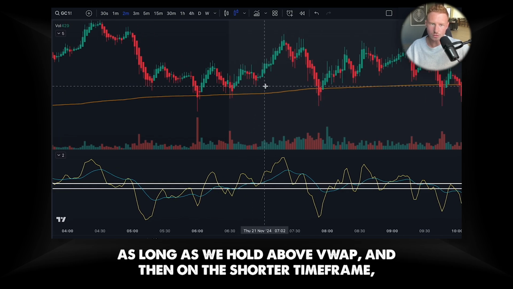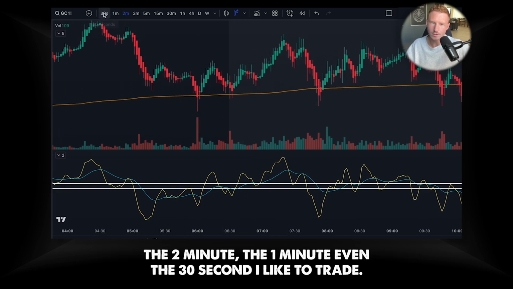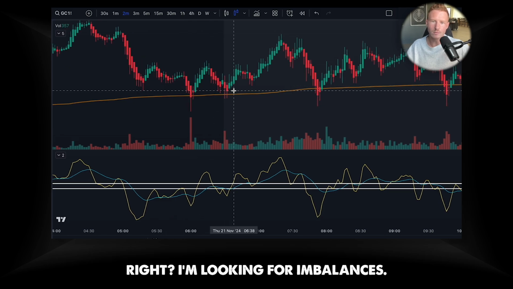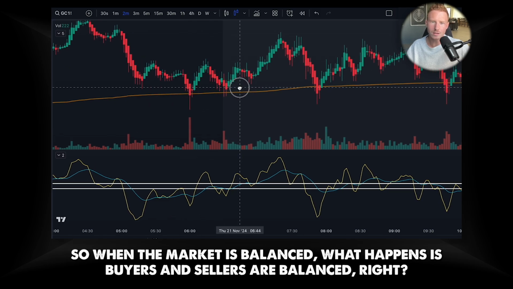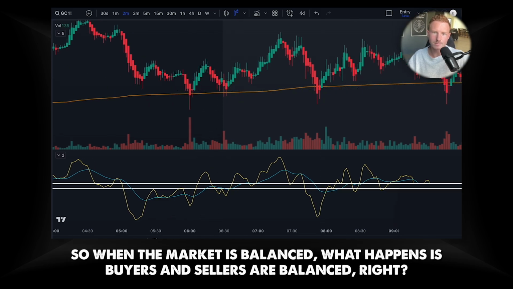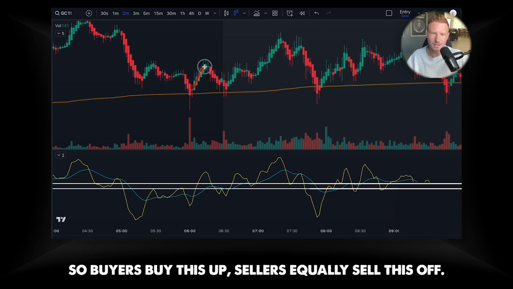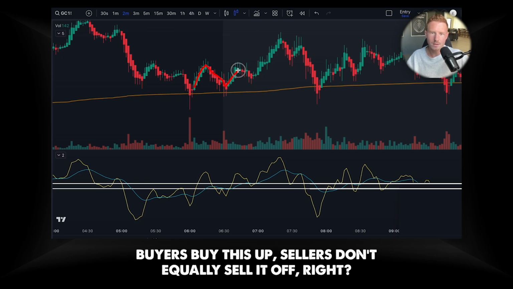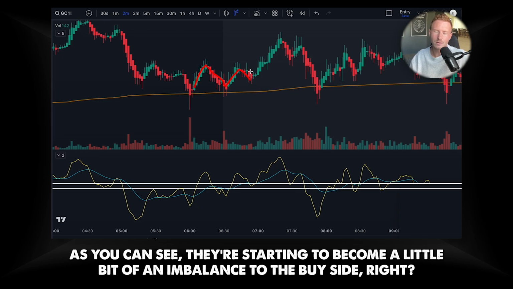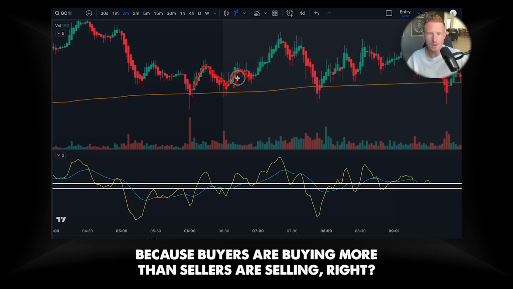And then on the shorter time frame, the 2 minute, the 1 minute, even the 30-second, I like to trade, right? I'm looking for imbalances. So when the market is balanced, buyers and sellers are balanced, right? Exactly what it means. Buyers buy this up, sellers equally sell this off. Buyers buy this up, sellers don't equally sell it off, right? As you can see, there's starting to become a little bit of an imbalance to the buy side, because buyers are buying more than sellers are selling, right?